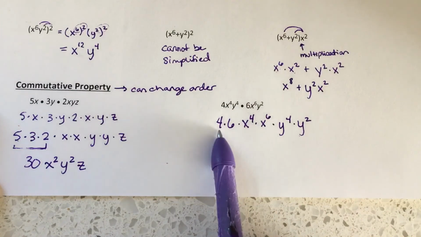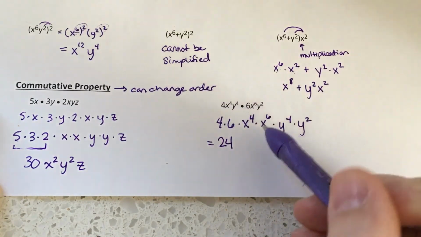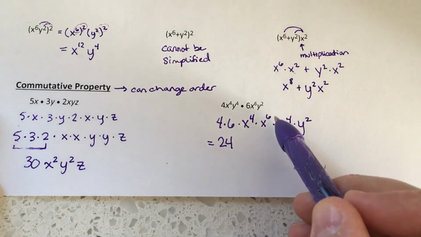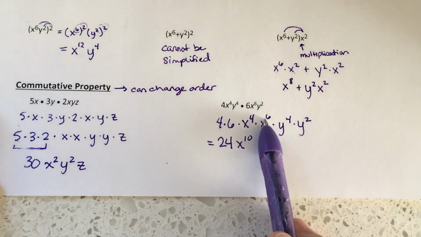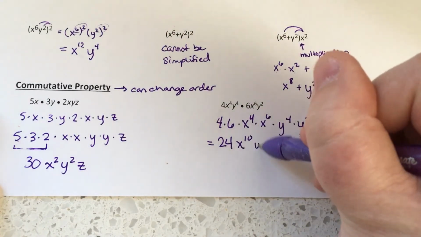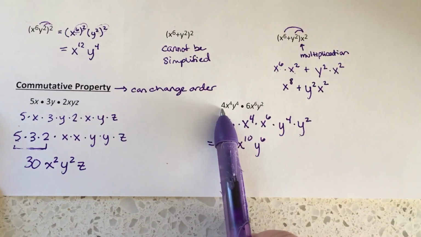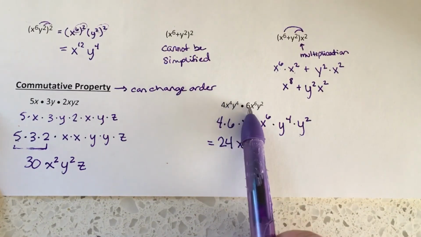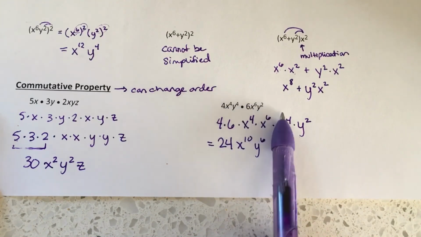So I want to do the 4 times 6 first, and that's 24. And then x to the 4th times x to the 6th. Together that makes x to the 10th, because we're adding those exponents. And then y to the 6th. So we want to join the numerical coefficients, multiply those, and then multiply the x's together, multiply the y's together.